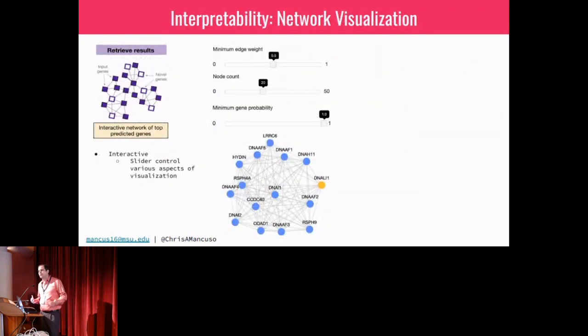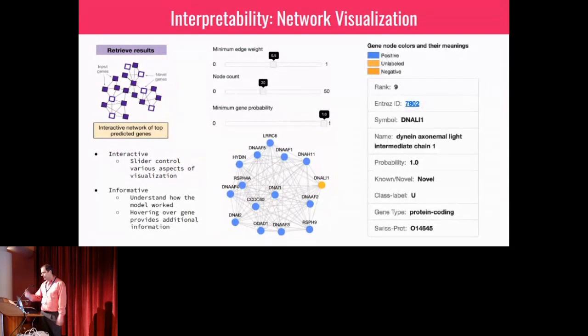Some interpretability. So what we did is we took the top ranked genes and then used the underlying network that the model was trained on, and then we show the connectivity of those top ranked genes. There are interactive sliders for the edge weights, the node counts, and the mean gene probability. And it's also fairly informative. You hover over a gene, you get the ID, and you can get a little bit more information about the gene that was in that model.